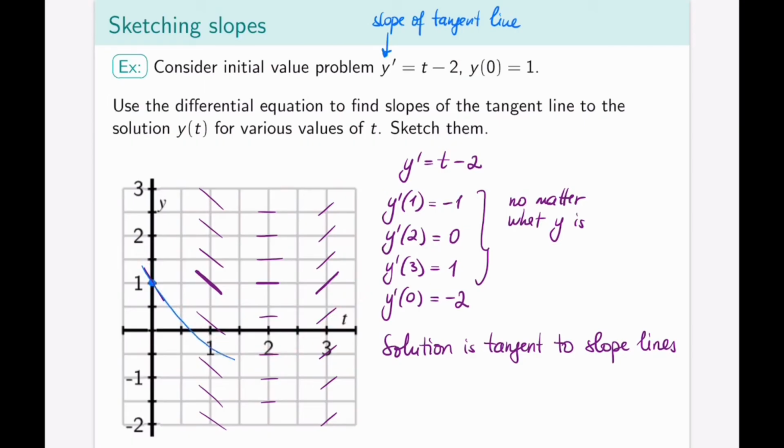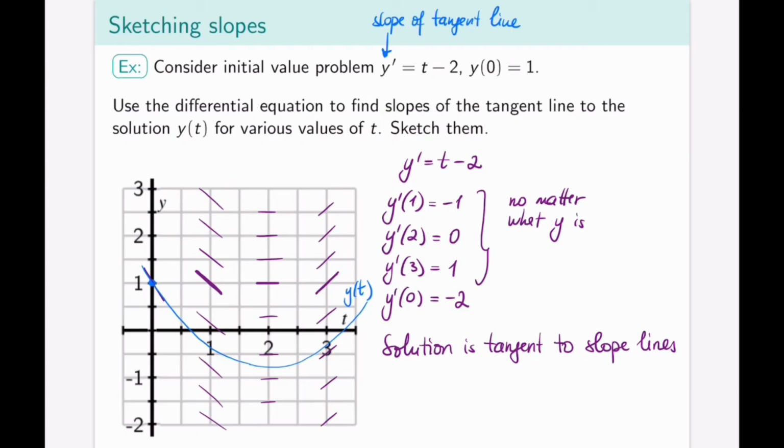Going from there, following the tangent lines, remembering that at every point of t, I have to follow these particular lines. This is my solution shape, y of t. With just plugging in a few numbers to calculate the slope and having the initial condition, I'm able to produce the general shape for the solution of my differential equation.